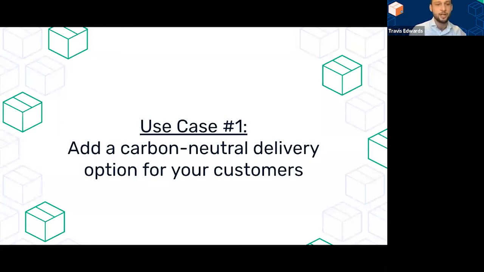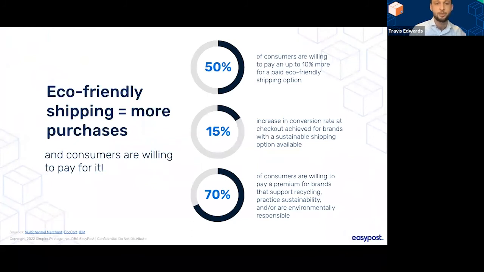Let's first talk about this use case of adding a carbon neutral delivery option for your customers to select and purchase. And I want to begin by talking about something commonly underestimated: consumers' desire for eco-friendly products and offerings. Multi-channel Merchant found that more than 50% of consumers are willing to pay 10% more for an eco-friendly shipping option. Further, online brands have seen a 15% lift in conversion rates at checkout when an eco-friendly shipping option is displayed. And then lastly, IBM found 70% of consumers are willing to pay a premium for brands that support recycling, practice sustainability, and are environmentally responsible.